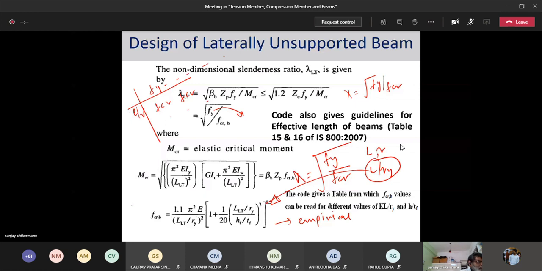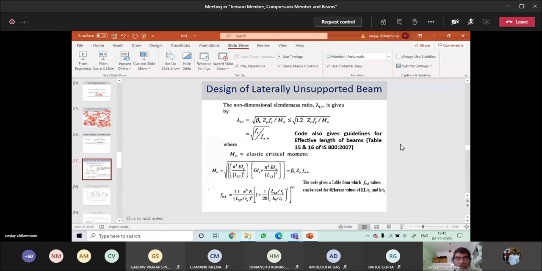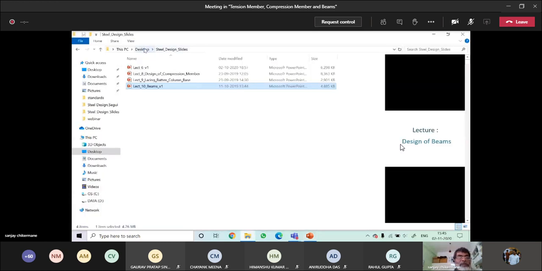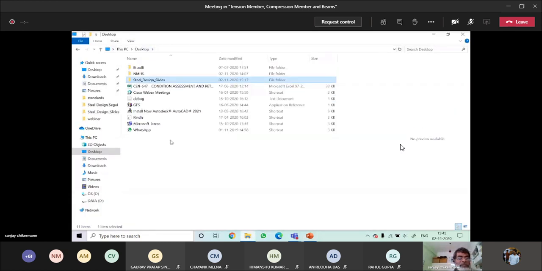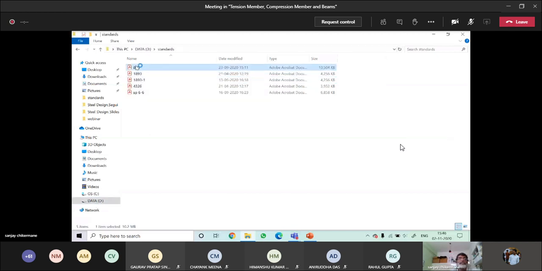Are we good with this? You want to take a look at that code value? Let's go and open. Where the hell is it? Yeah, it should be there somewhere here. Standards. Yeah, IS 800.